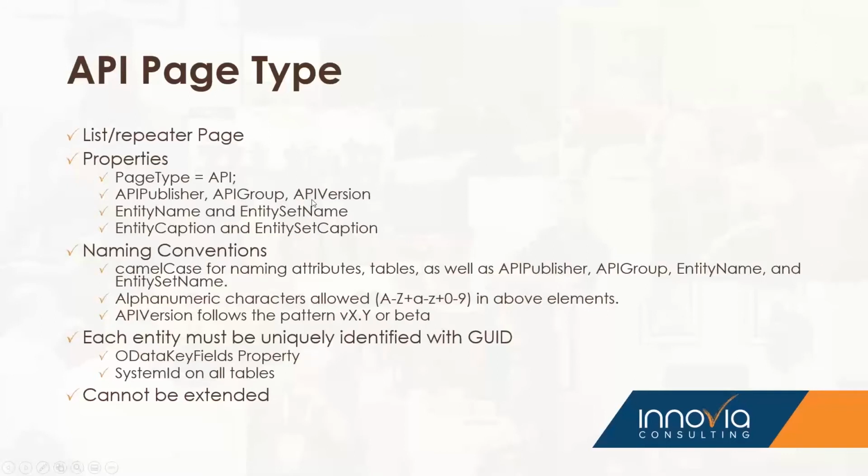So I have API publisher, group, and API version. Those are really just informational, to allow you to put your name on it, maybe to put a name on the group or modification that you've created, and then to version it. The entity name and entity set name are just the name of the data set. The difference between the two is that one is the singular name and the entity set name is the plural name. So if customer is the entity name, customers, plural, is the entity set name. And then I've got caption to go with that to help with localization or translation.